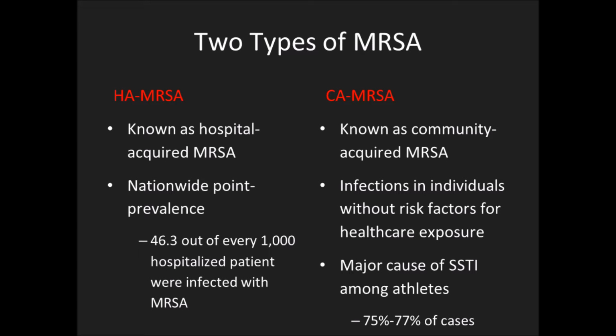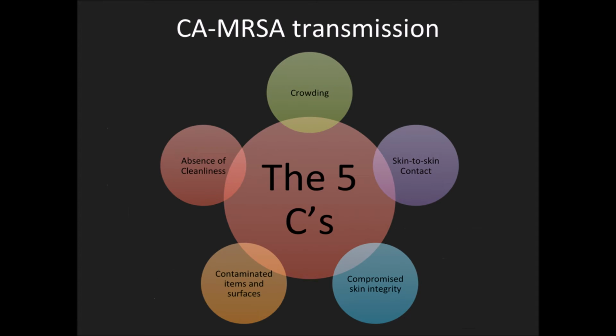CA-MRSA entered the community in the 1990s. Recently, a dramatic rise of disease has been seen in communities. This is a major concern, as CA-MRSA strains are being shown to cause about 75% of skin and soft tissue infections among athletes in the United States. Several published reports have documented outbreaks of CA-MRSA among teams including football, fencing, soccer, rugby, and wrestling.